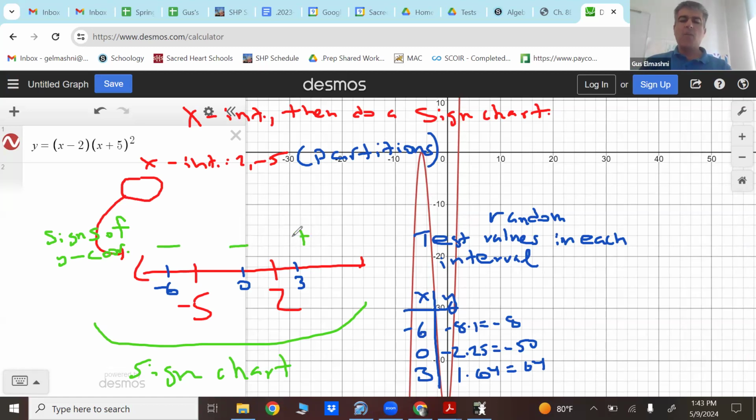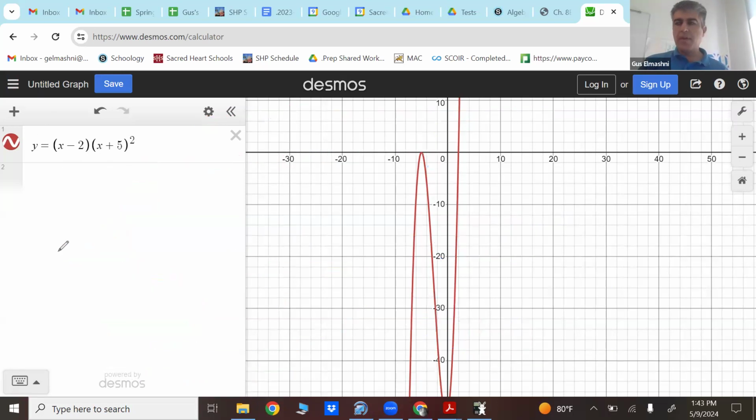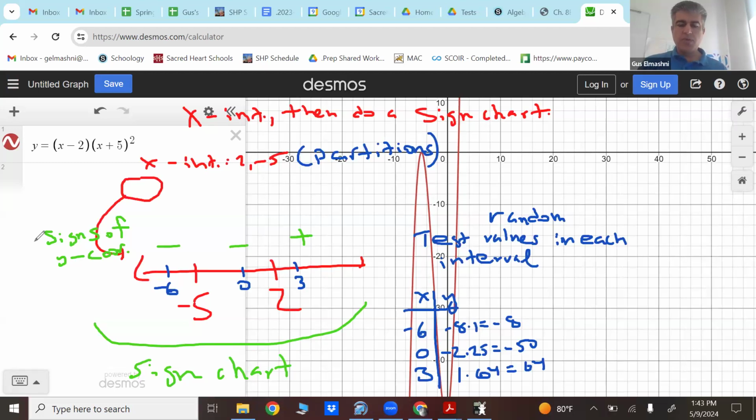Okay. Y coordinates are negative when x is less than -5. Y coordinates are negative between -5 and 2. Y coordinates are positive when x is bigger than 2. Okay. So when I look at the graph, let me clear this again. When I look at the graph and I look at the sign chart, the sign chart confirms the graph. Any points that are less than -5, y is negative. Any points where x is between -5 and 2, y is negative. Any points where x is bigger than 2, y is now positive.